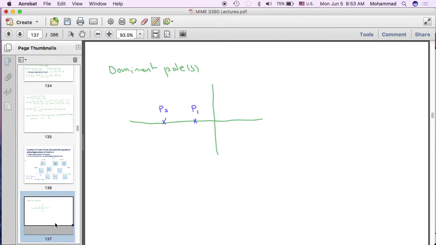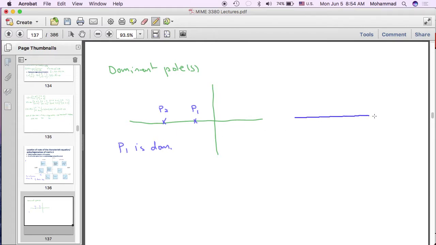So let me give you an example. Between P1 and P2, these are real. Which one is dominant? The one that is slower. So P1 is dominant. What does it mean to be dominant? It means the transient portion of the response is going to be determined by P1 and not by P2, because the effect of P2 quickly goes away. But let's look at another example.